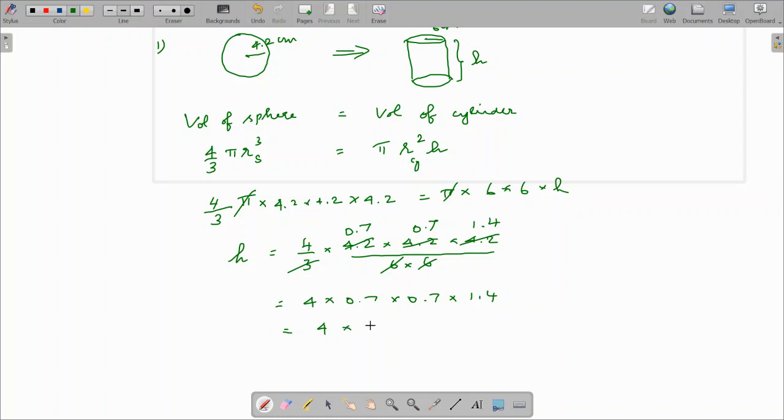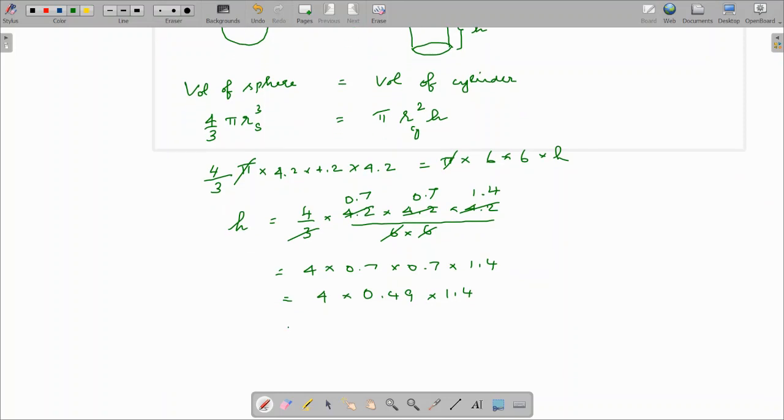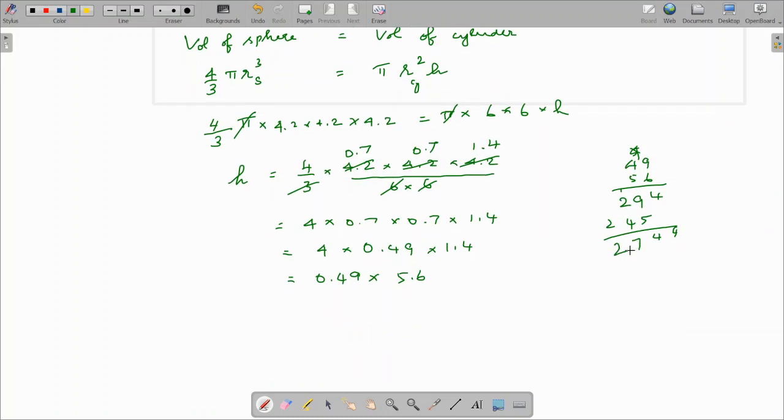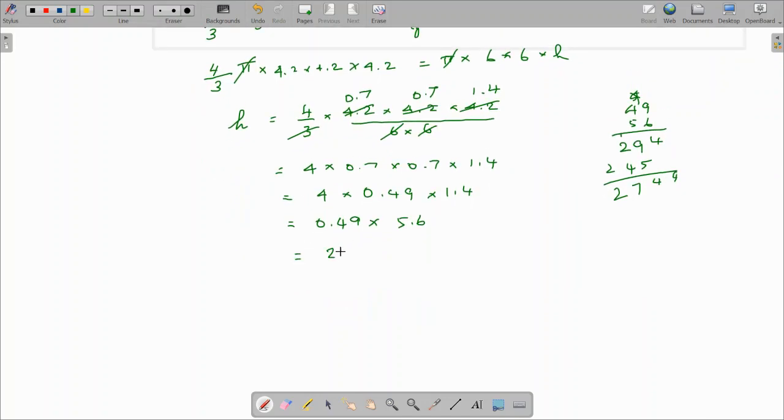7 into 7 is 49. So 4 into 0.49 into 1.4, or 0.49 into 5.6. So 49 into 56: 6 4s are 24, 29, 45, 5 4s are 20, and 24. So it is equal to 2744. Since there are three numbers after the decimal point, we are going to place the decimal point here.